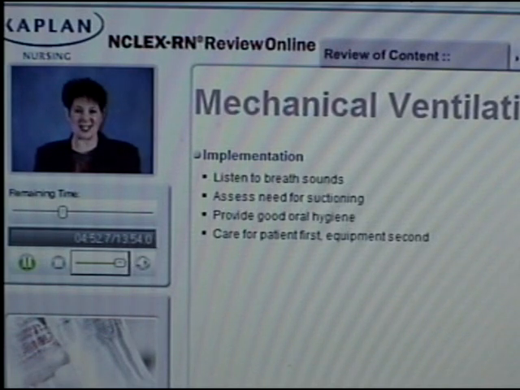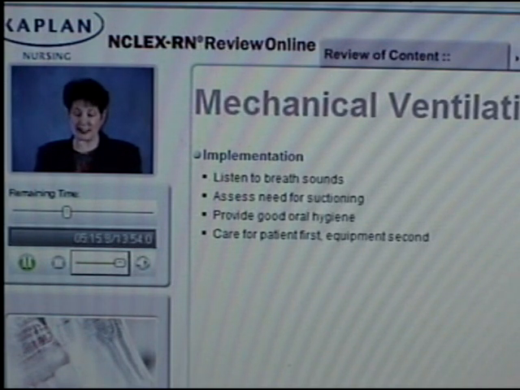For someone that is being mechanically ventilated, you will listen to breath sounds. And the type of things you're listening for are your rales, your rhonchi. You are hoping that you will hear equal breath sounds on both sides. And if the breath sounds are unequal or decreased or absent, you would know that there is a problem.